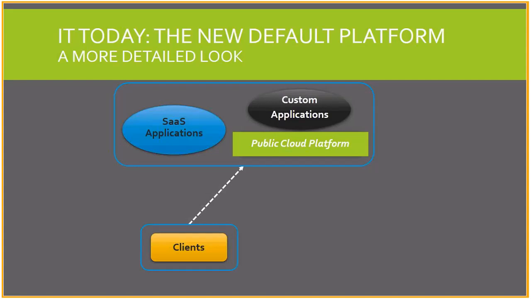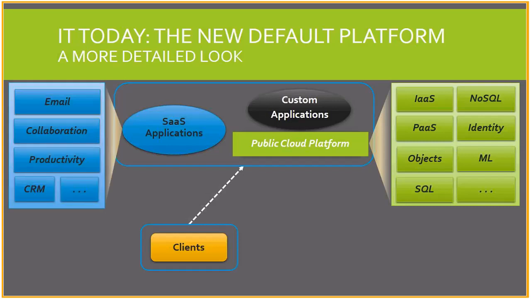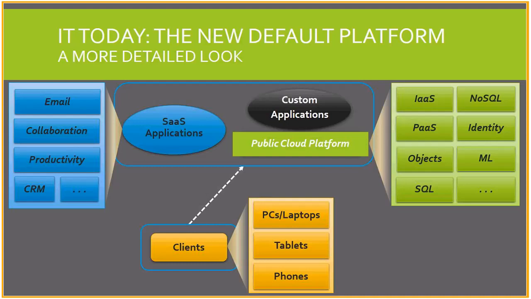Now, IT today, as we talked about on the first slide: your client will have a computer, and that will talk to a public cloud platform which will be hosting some custom application, or maybe you will be using a software as a service application like Office 365. In the public cloud platform, you will need infrastructure as a service, NoSQL, platform as a service, objects, ML, SQL, and other things. In the same way, in a software as a service application, you will need email, collaboration, CRM, and other things. And on the client side, you will need PC, laptop, tablet, and phones. Now we will compare the different clouds on these pictures.